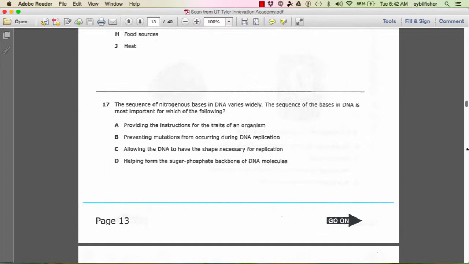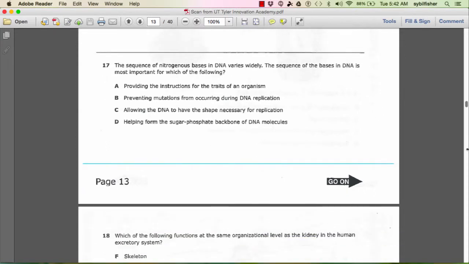Number 17. The sequence of nitrogenous bases in DNA varies widely. The sequence of the bases in DNA is the most important for which of the following? A. Providing the instructions for the traits of an organism. B. Preventing mutations from occurring during DNA replication. C. Allowing the DNA to have the shape necessary for replication. Or D. Helping form the sugar phosphate backbone of DNA molecules.